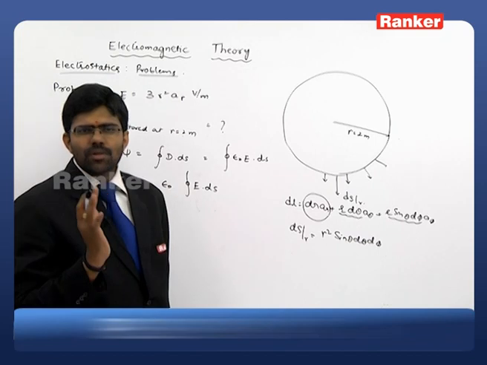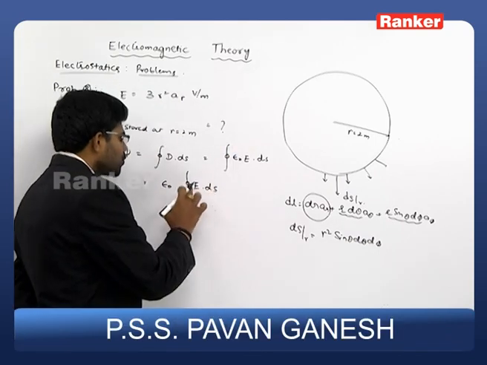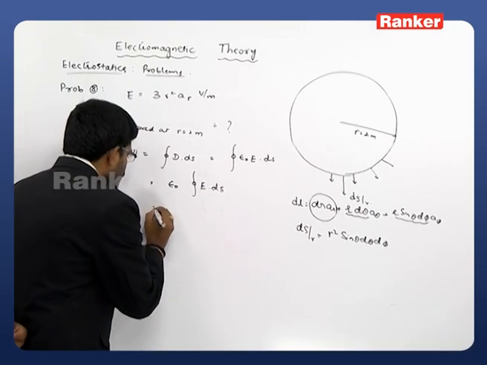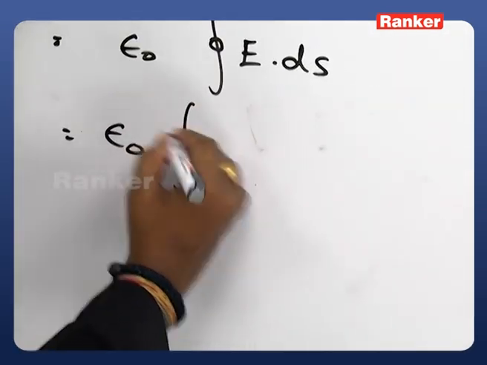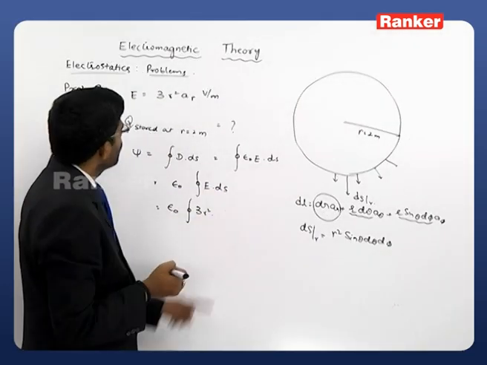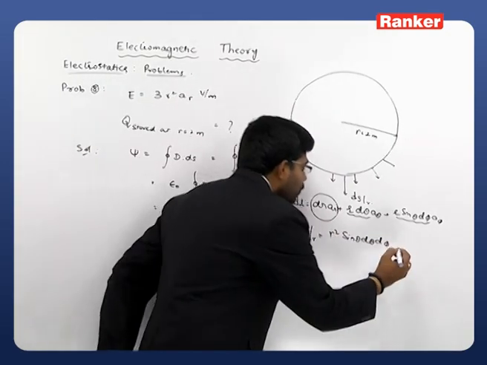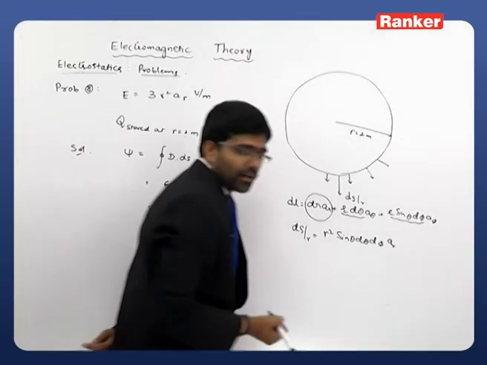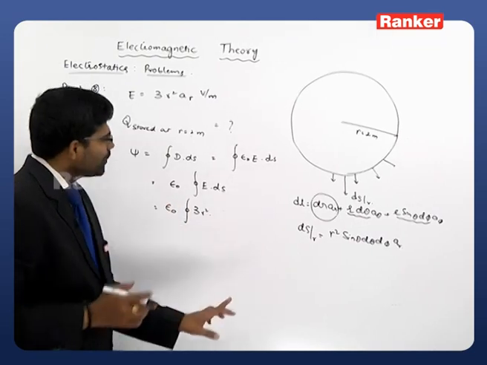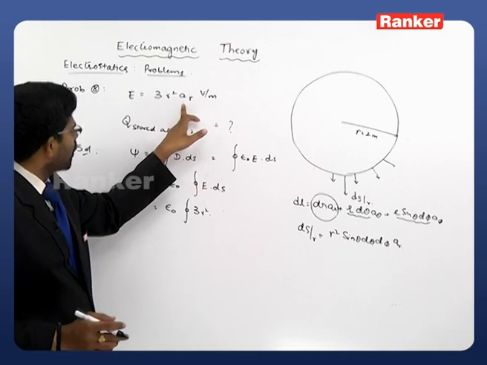So it is just an observation, and from that observation we took the differential surface equation. Now substitute E and dS here, which is equal to epsilon naught. So what is the E equation? It is just 3r square a_r dot a_r. Here the direction of the differential surface also will be there, that is a_r. So directly I am trying to take the direct form. So a_r dot a_r now becomes 1.